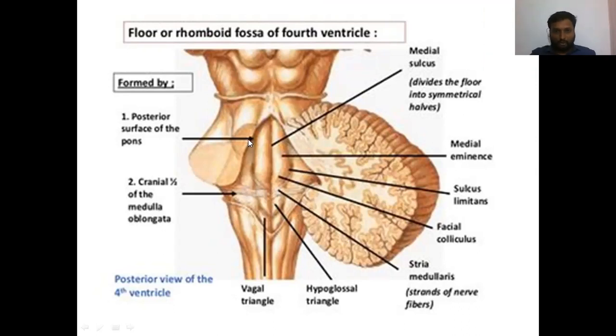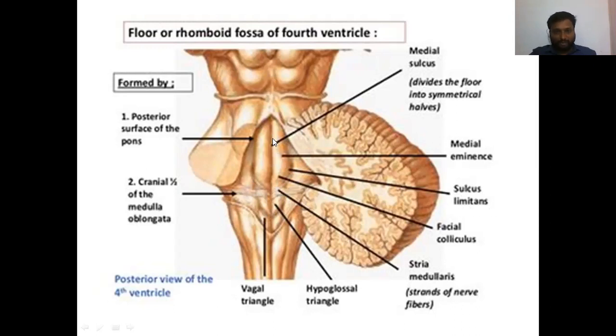First, the shape: it is a rhomboid-shaped fossa. In the midline we can see a groove or a sulcus. This groove is known as the median sulcus. It means this fossa is divided into two equal halves by the median sulcus. Lateral to the median sulcus, one more sulcus is there. That sulcus is known as the limiting sulcus, or sulcus limitans.